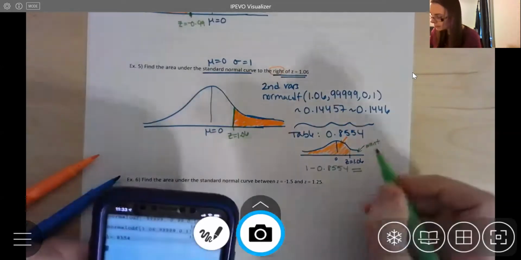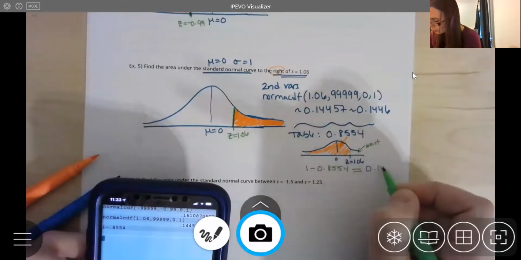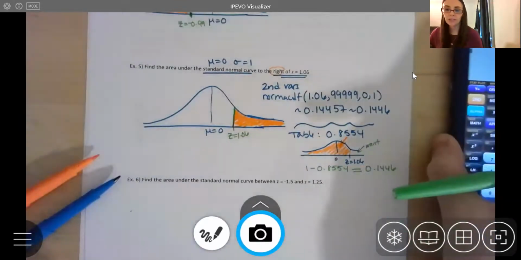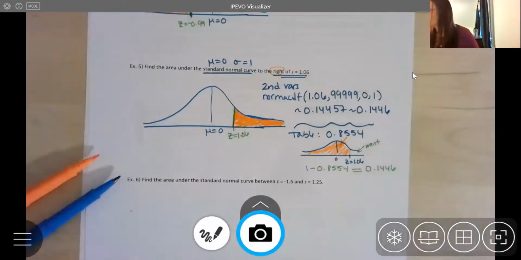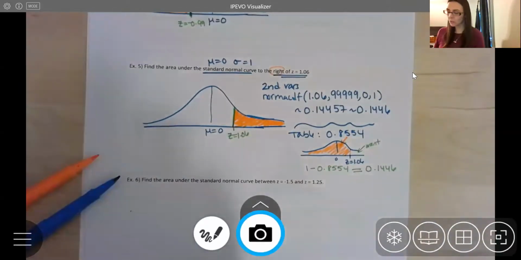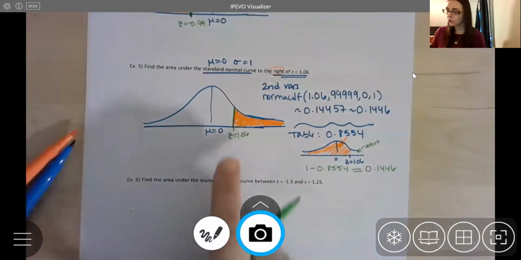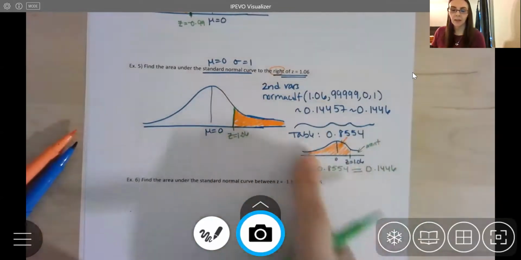And I get 0.1446. So same answer, just a different way to go about getting that result, right? So again, just be careful with that table. It's always area to the left. So you may need to do some tweaking to get the area that you want.